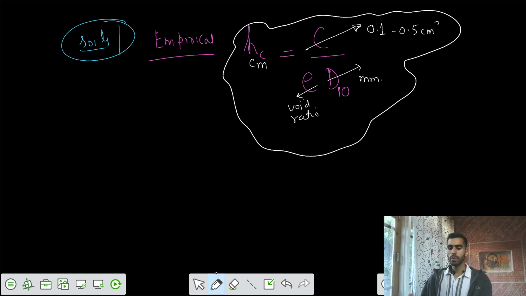That's all about capillarity in soils, I would say. In the next lecture, we'll be talking about problems on effective stress versus capillarity action. We'll be having a number of problems for that. Okay.